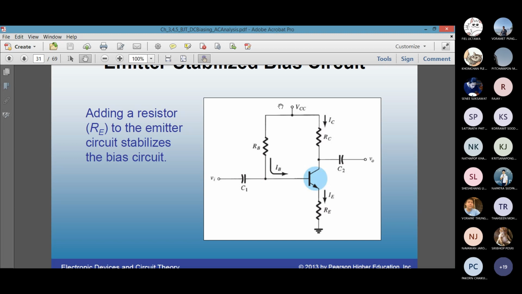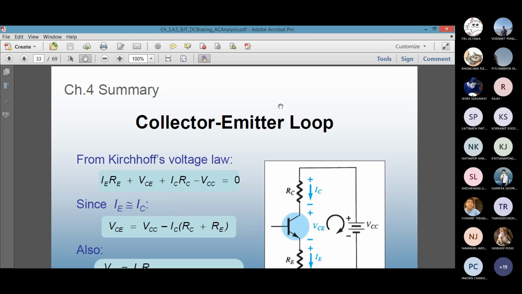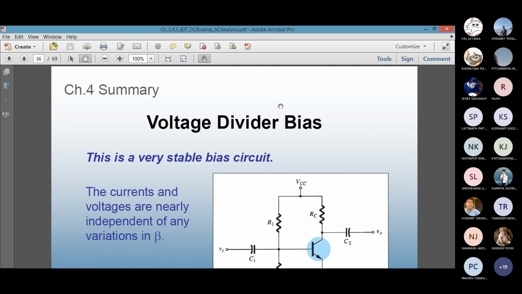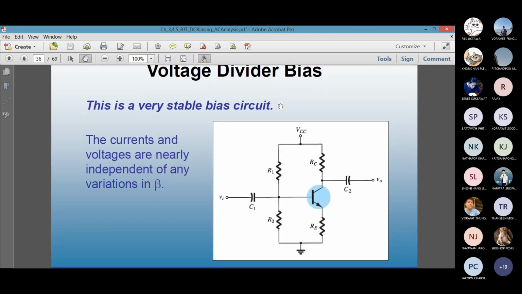You can make it even more stable by using 4 resistors. I'm going to go to the voltage divider: R1, R2, RC, and RE. This one is even more stable. If you have a voltage divider bias, there are 2 ways of solving the problem. First is called the exact analysis using Thevenin. The other one is called the approximate analysis.